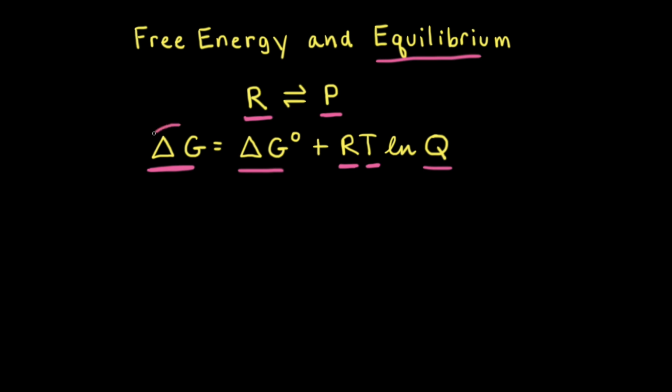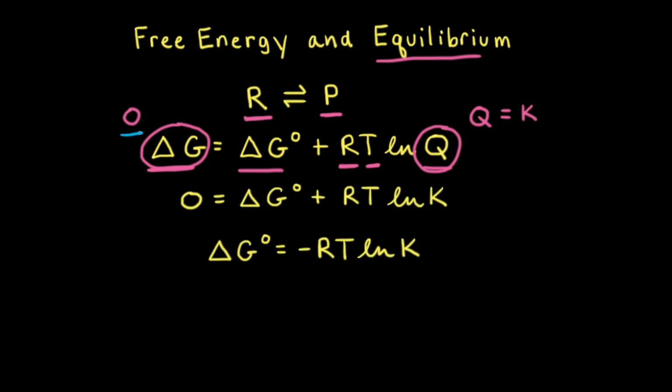At equilibrium, the instantaneous difference in free energy between reactants and products is zero, which means there's no more driving force for the reaction. And at equilibrium, the reaction quotient Q is equal to the equilibrium constant K. So we can plug in 0 for ΔG in our equation, and we can plug in K for Q. That gives us 0 is equal to ΔG naught plus RT natural log of K.